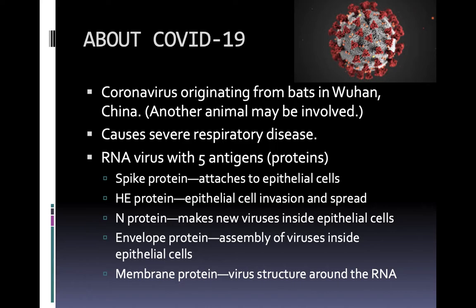The HE protein, which I don't know what the color of that would be in this picture, is the protein that allows the virus to invade those epithelial cells, so to literally get inside those cells. The N protein, once inside the epithelial cells, becomes like the virus factory. It helps make thousands, if not millions, of new viruses inside that cell. The envelope protein allows the virus to assemble itself so it looks like the picture that you see on this slide. And then the membrane protein is probably the gray in the picture. It's just the protein that surrounds the RNA that is hiding inside the virus.